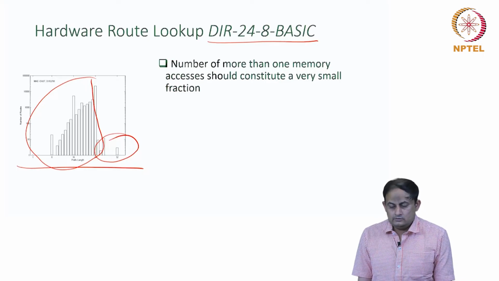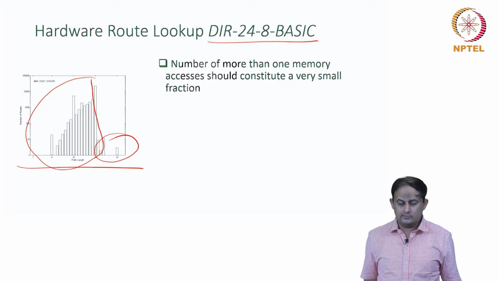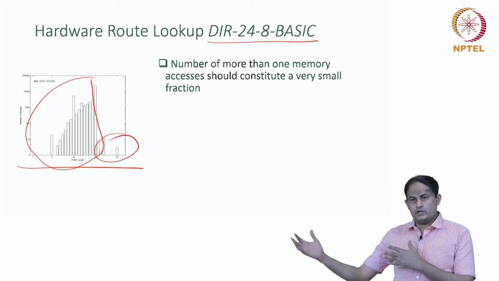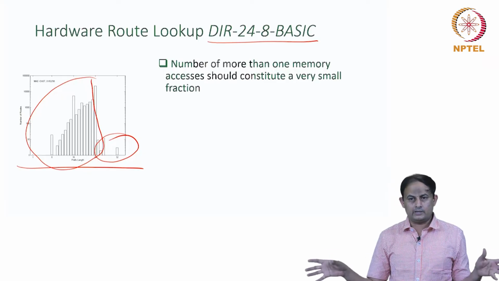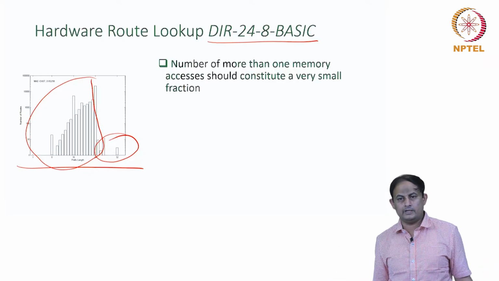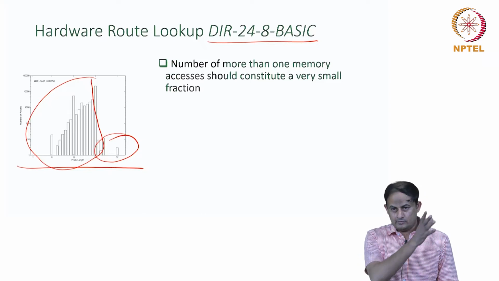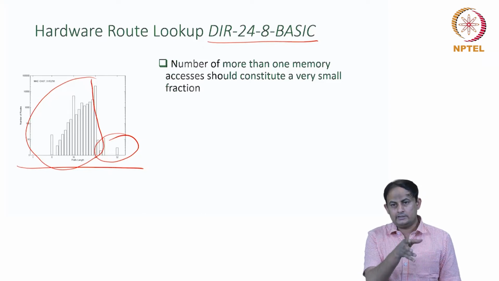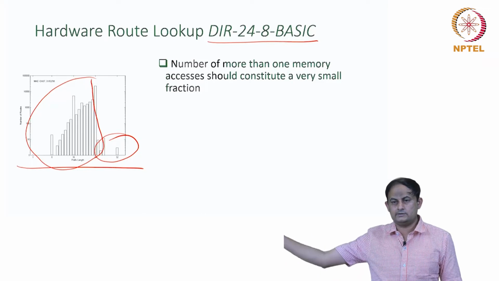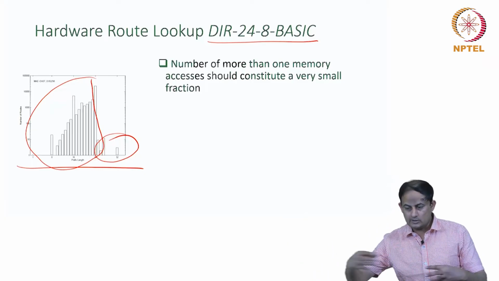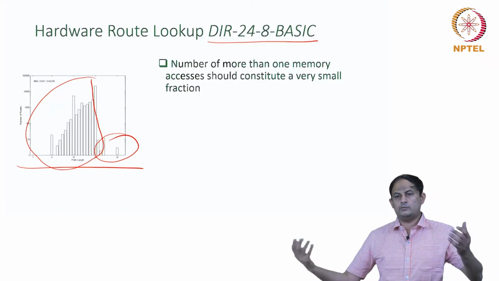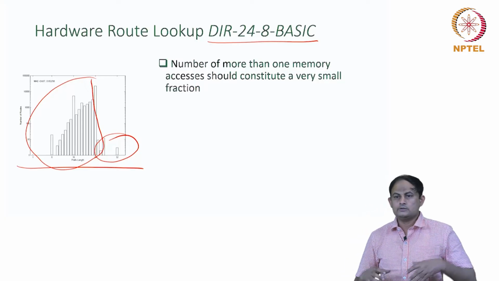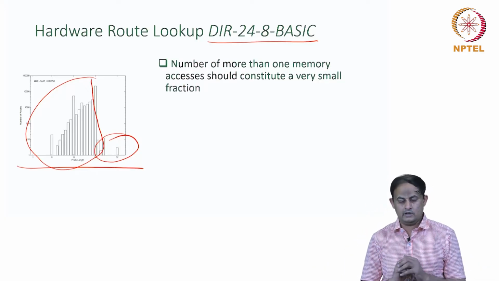The concern again is that there is more than one memory reference. If I have multiple tables, then multiple memory references are required. You remember in the multi-bit trie, one table had 3 bits, the second level 3 bits, and so forth. The more structures I have, the more memory references are required. So that is going to make the operation slower.